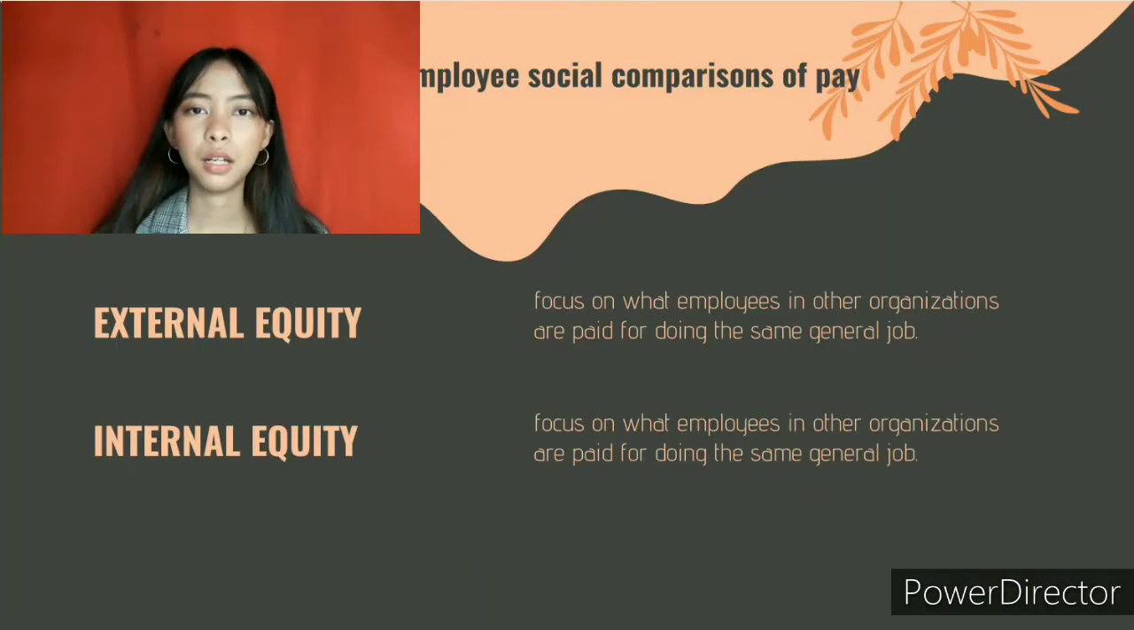There are two types of employee social comparison of pay. The first is external equity. External equity refers to the situation in which employees and the company receive pay that is fair when compared to the pay of employees in other companies who do the same job. Second is internal equity.